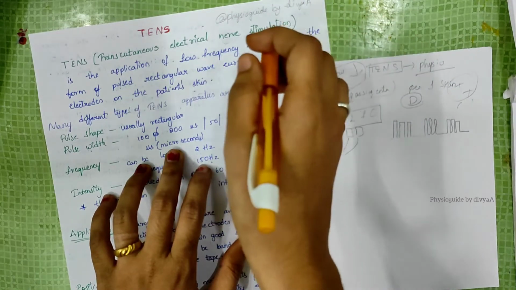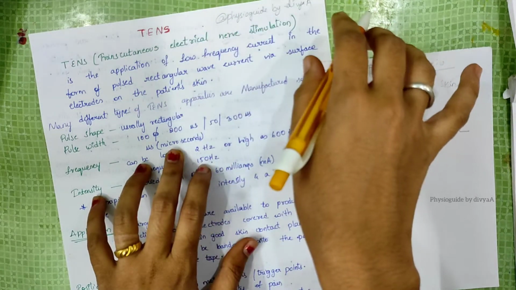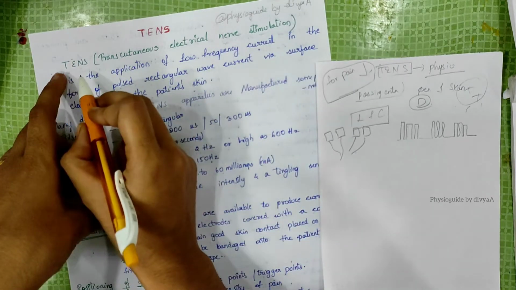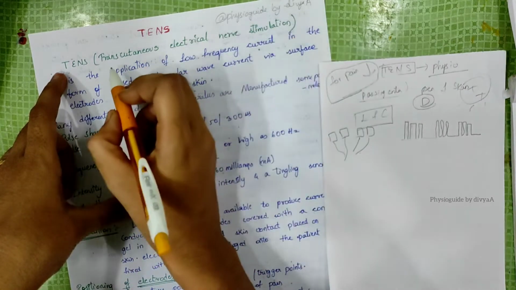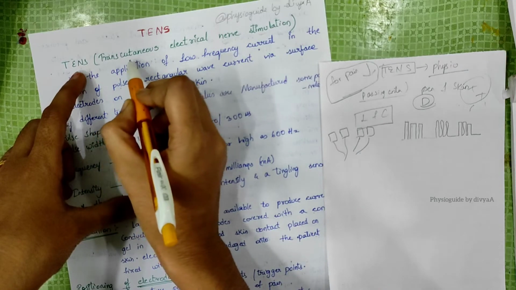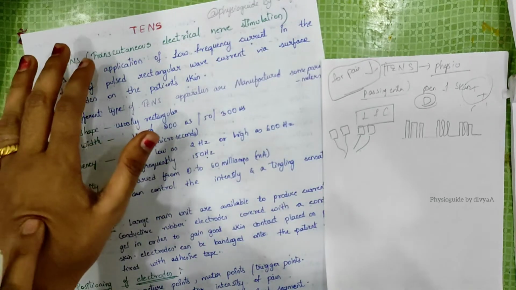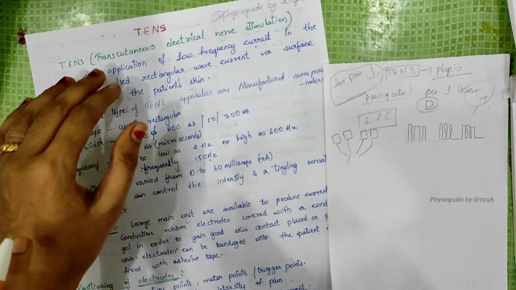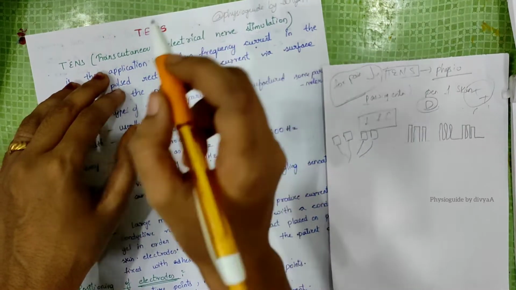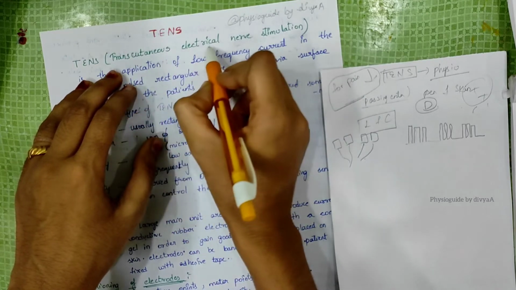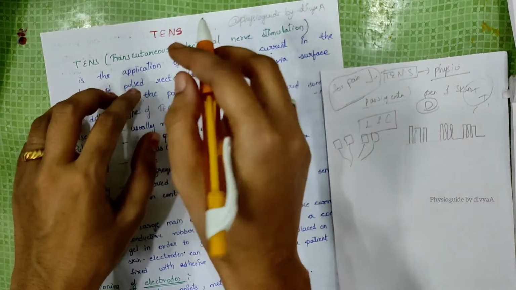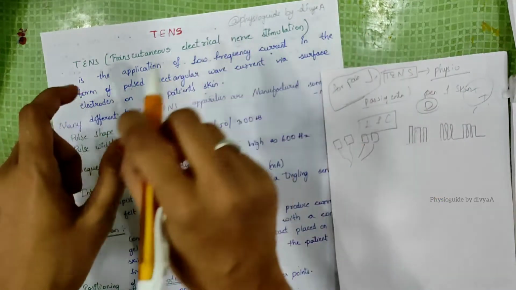So in the previous video I have explained the definition of TENS. Once again, have a look at it. From the word TENS only, we can understand the definition. TENS: transcutaneous means penetration through skin. What penetration? Stimulation, that is, penetration through skin by the electrical current. Transcutaneous electrical nerve stimulation: electrical current produced by a device to stimulate the nerve, we can also say.